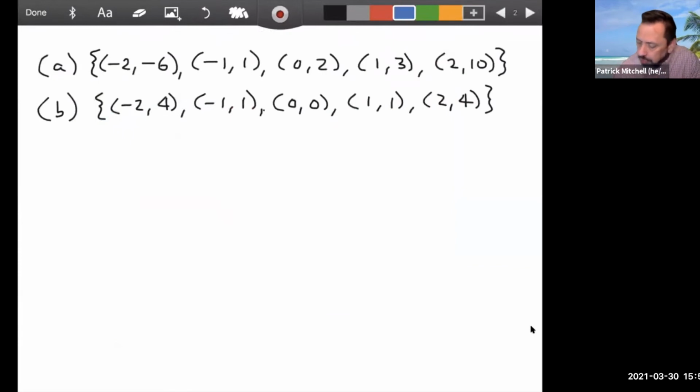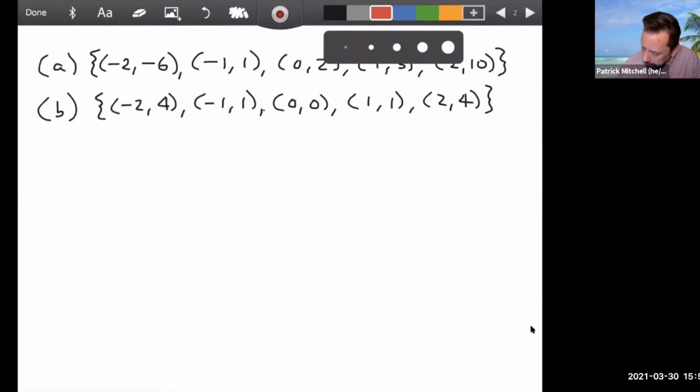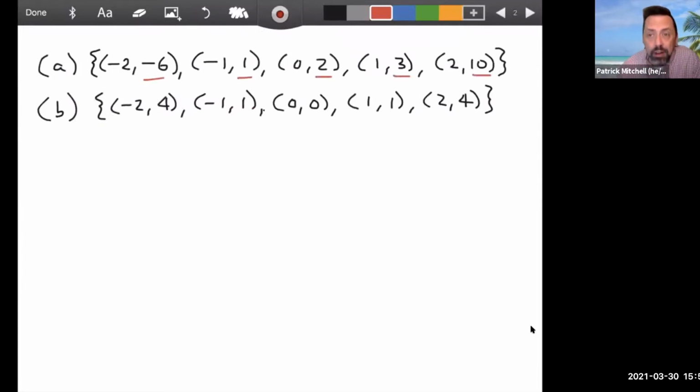So the first question is, are these functions one-to-one? All right, well, when I look at the first function, I see 1, 2, 3, 4, 5 different y values. So it is not possible for one y value to be associated with two different x values because all the y values are different. So this first function is one-to-one.